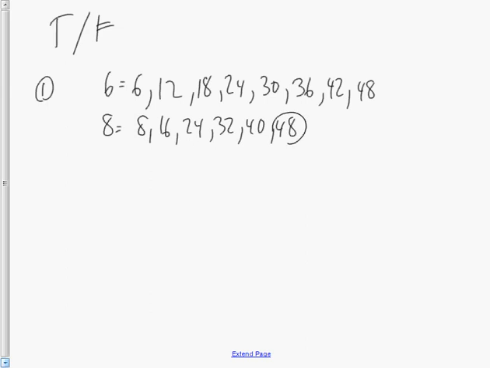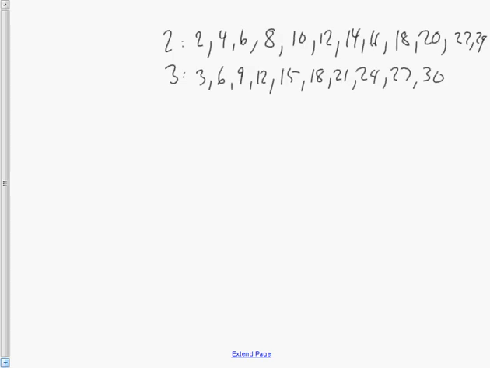Now 48 is a common multiple, but the true and false says it's the first common multiple. So the answer is false, and the reason why is 24 is the first common multiple they share, not 48. So the answer for the first question is false.